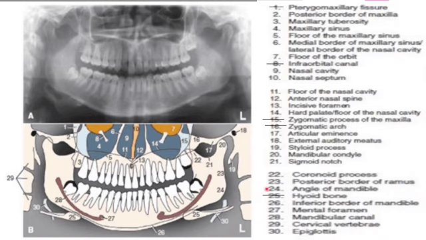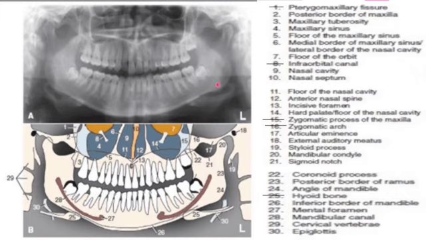Next is posterior border of the ramus. So the picture is marked as 23. This is the posterior border of the ramus. Like in the radiograph, this is the posterior border of the ramus. Next, angle of the mandible. So it's marked as 24 in the picture. This is the angle of the mandible. Again in the radiograph, this is the area which corresponds to it.